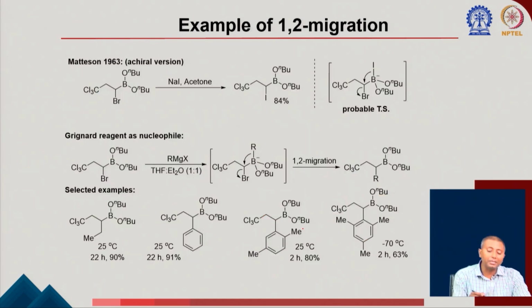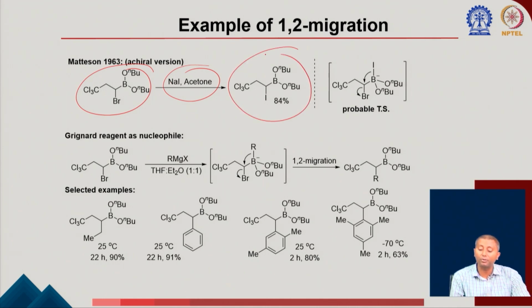In the original achiral version from the Matteson group, if you treat it with sodium iodide in acetone, what is happening? You are forming this compound very fast, and one explanation is that the I minus is attacking the boron, forming the boronate complex, and then the I actually moves from the boron to the carbon, displacing the bromide, to get to this compound with a very good yield. So it is not a simple SN2 reaction here; it is actually a reaction with the boron first to make the B minus, and then a migration from the boron to the carbon.